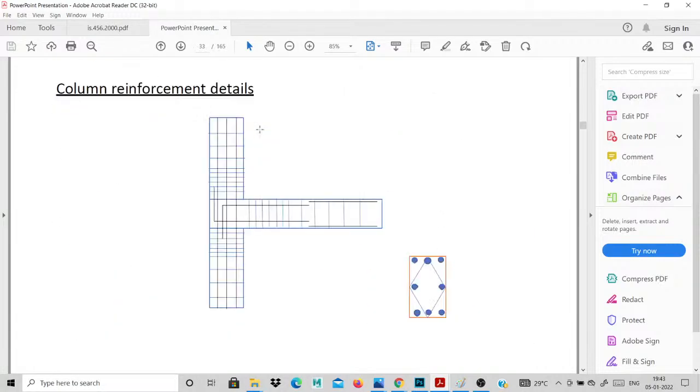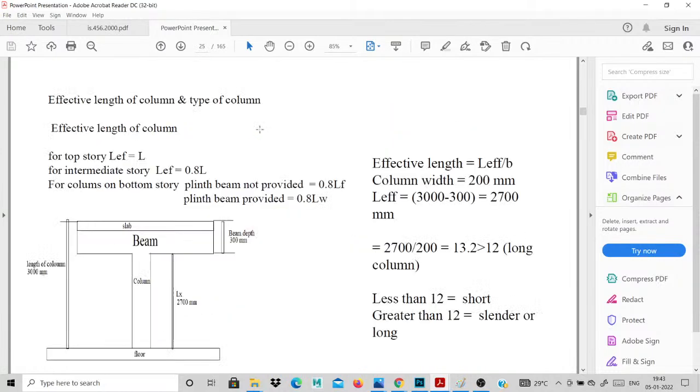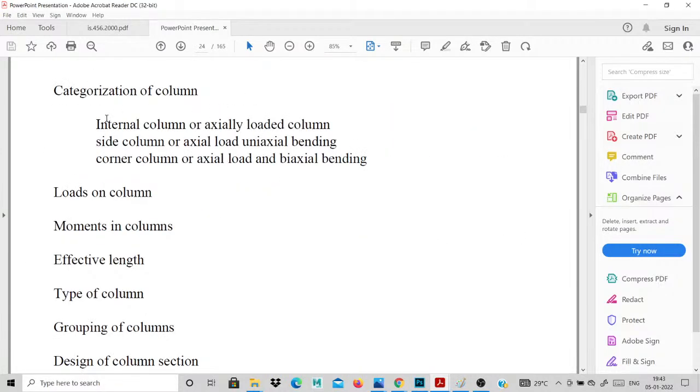Okay, next one. Next is a method we already discussed: what is meant by axial column, uniaxial, and a corner column also. Next, how to design your column: first, load on your column. Earlier we discussed what the loads are and how loads act on beams and others. The next one is moment. We'll discuss the axial column moment, biaxial column moment, uniaxial column. Then discuss the effective length also.